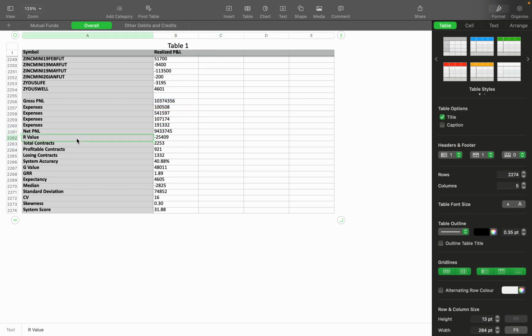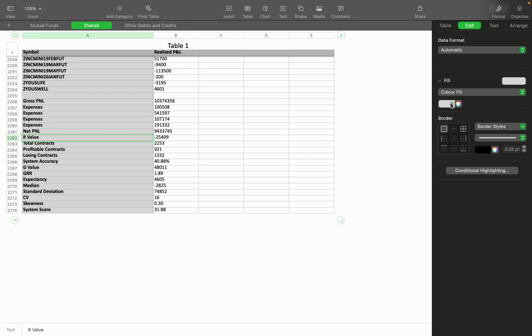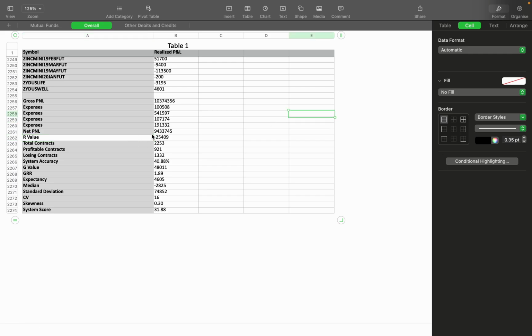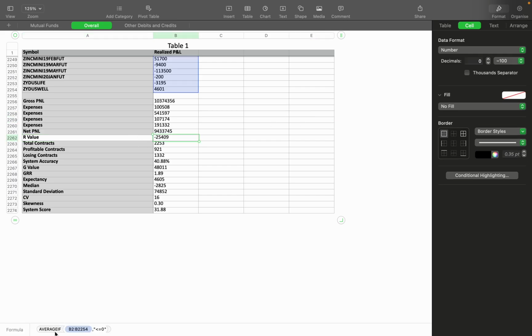Now the term that I'm mentioning here is R value. I'll just highlight this so that we are all seeing it. I'll make it white. This R value is basically the average. We will take the average only if the trades in column B, from the second row right up till 2254, are less than or equal to 0. Which means if a trade is less than or equal to 0, we'll consider it a loss.